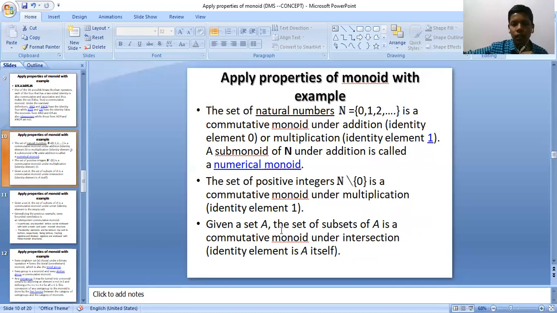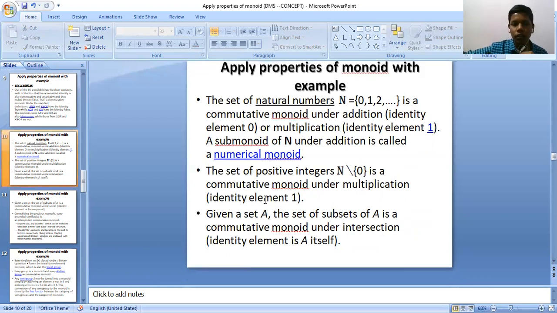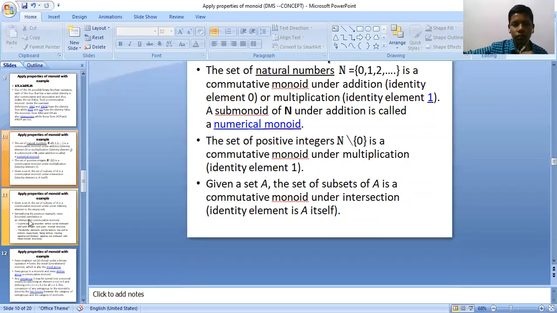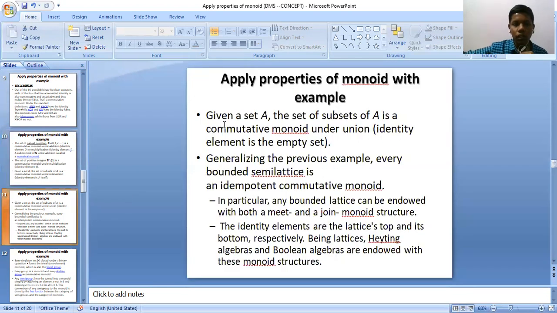Given a set A, the set of subsets of A is a commutative monoid under intersection, and the identity element is A itself. Given a set A, the subsets of A form a commutative monoid under union, and the identity element is the empty set.